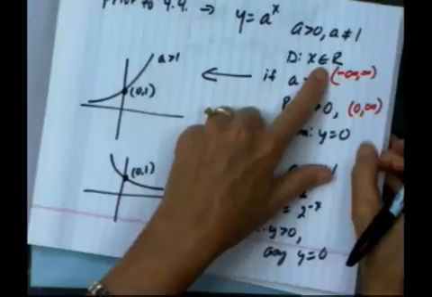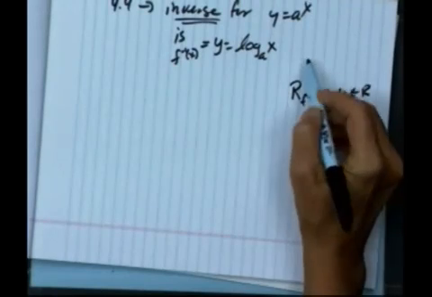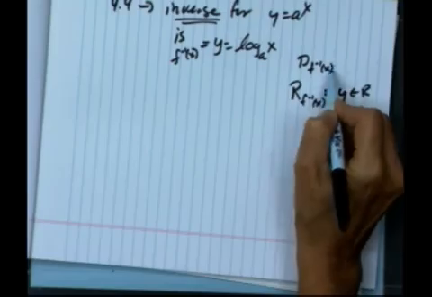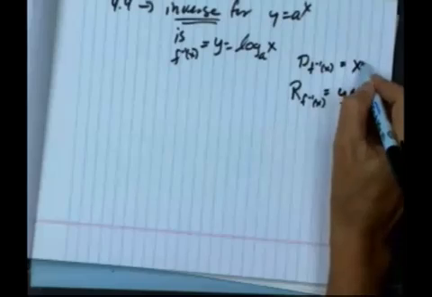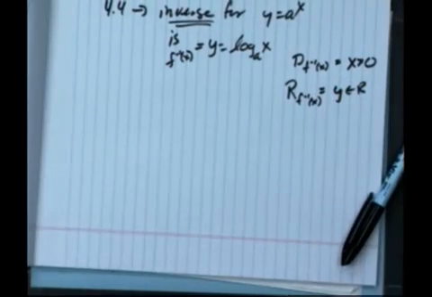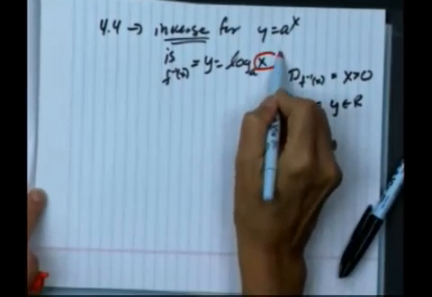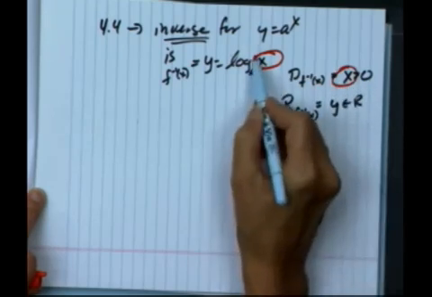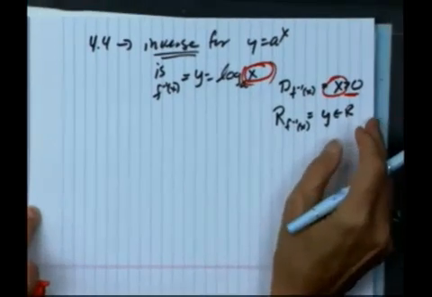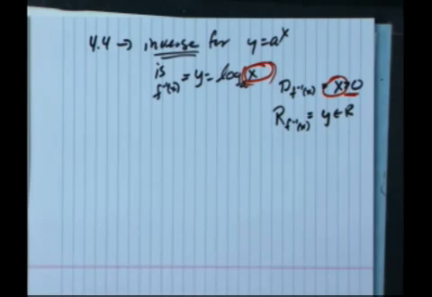Remember the domain here was all real numbers, so the range for your inverse function is that y is all reals. The domain for your inverse function is the range of the original. The reason I'm saying this is because some of you keep asking me about the domains of your log function, so I'm trying to get there: x has to be greater than 0. Whatever you're taking the log of, this argument, the whole expression, has to be greater than 0. You cannot take the log of a negative number, and that came from that inverse part.